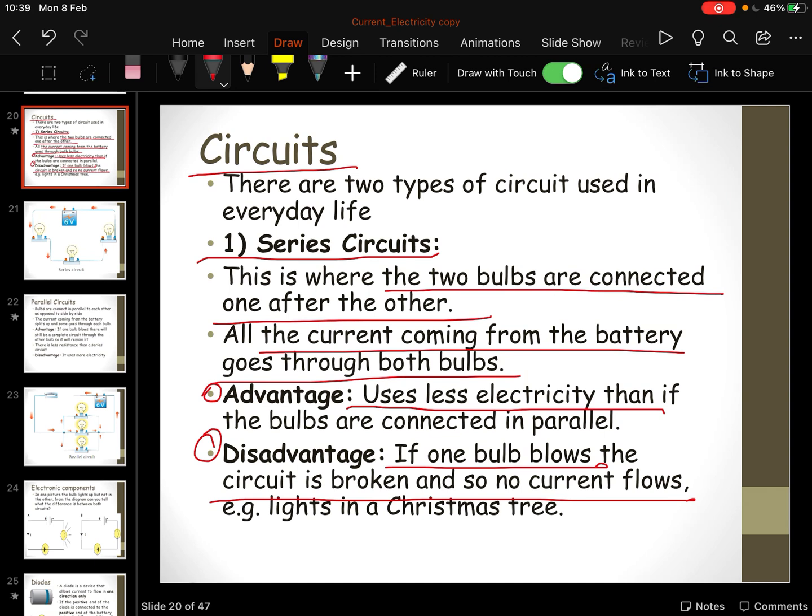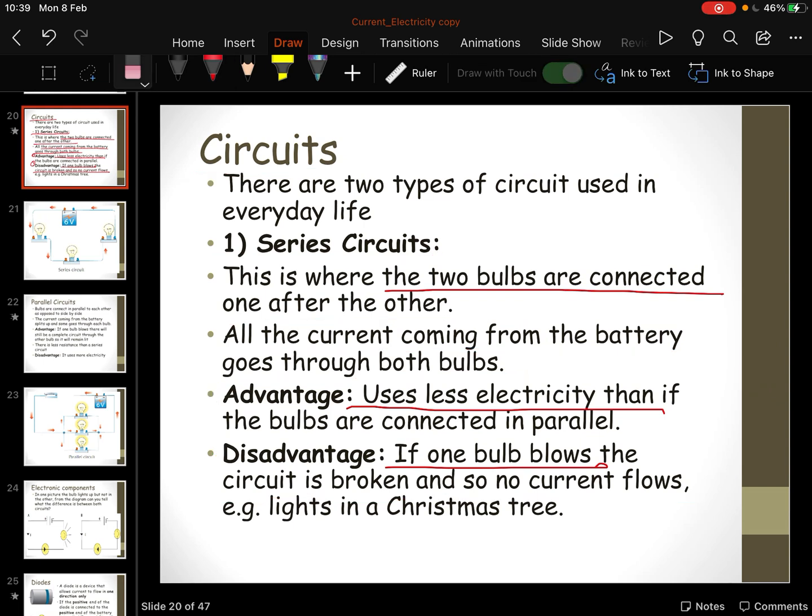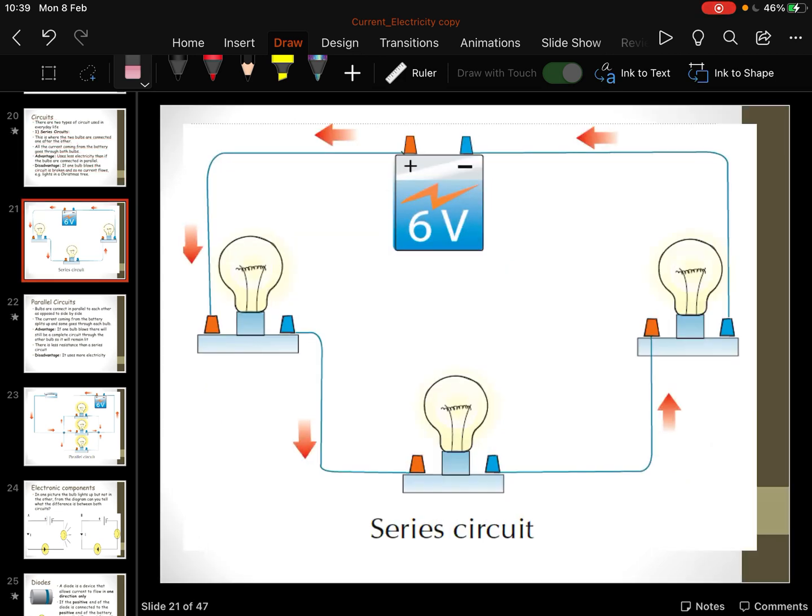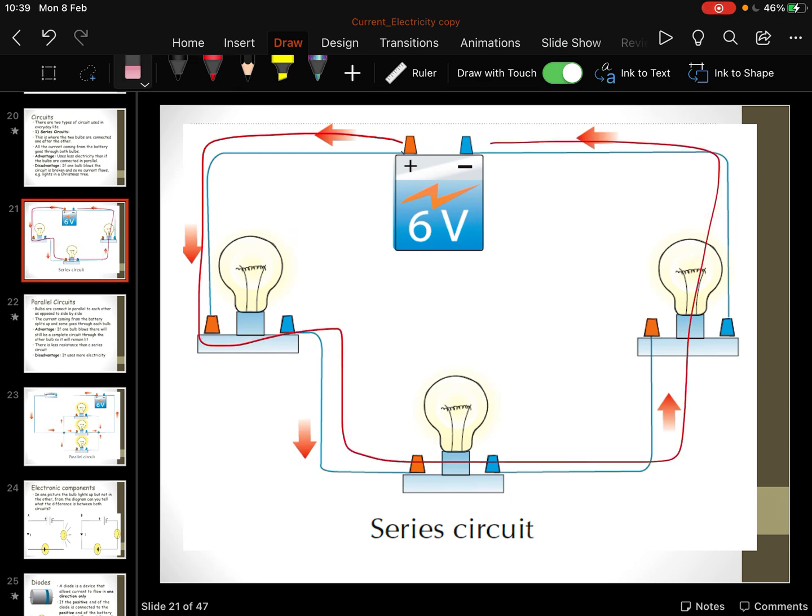So in a series circuit, everything is connected one after the other. The current that comes through the battery goes through everything. The advantage is you use less electricity, so it's cheaper to run. The problem is if one of those things breaks or goes, everything goes. So just write all of them down. And that's kind of what your series circuit would look like. As you can see here, the current has to go through absolutely everything.